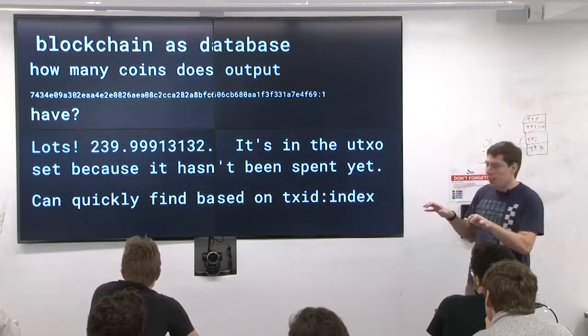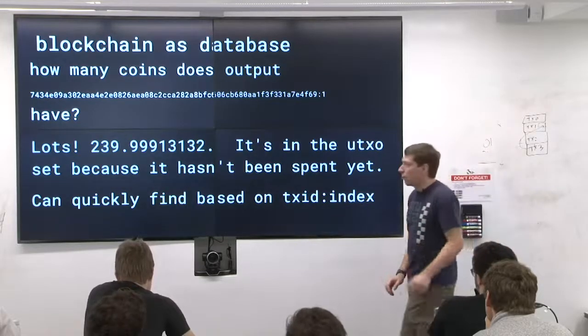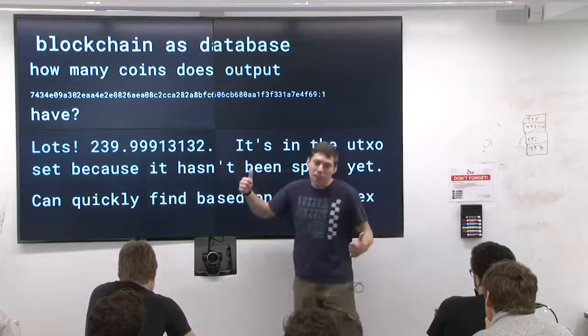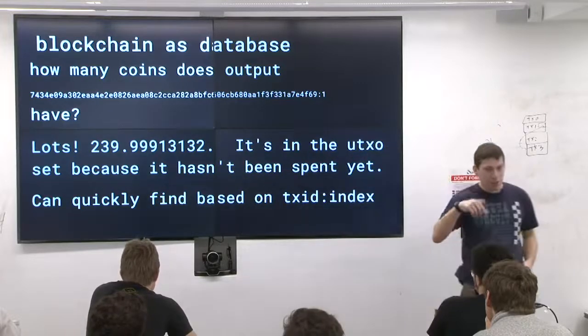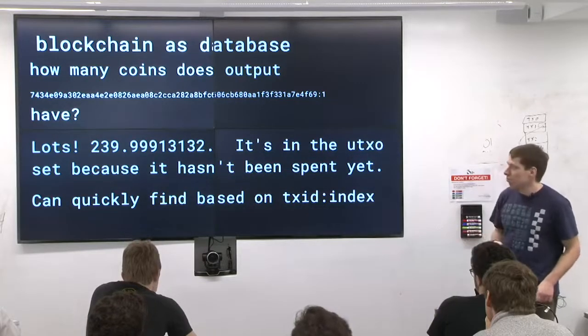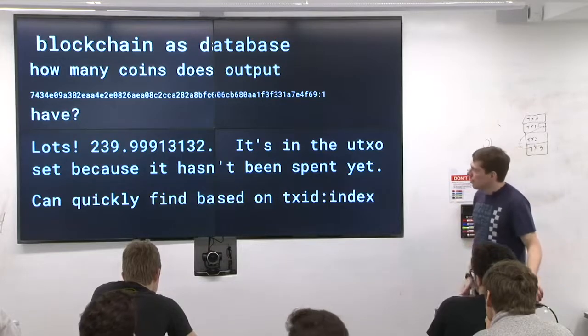So yep, this is a UTXO. It's unspent and it has a bunch of coins. And this is fairly recent. I was just looking through. Someone got a couple million dollars' worth. Cool. Is that a million? Man.